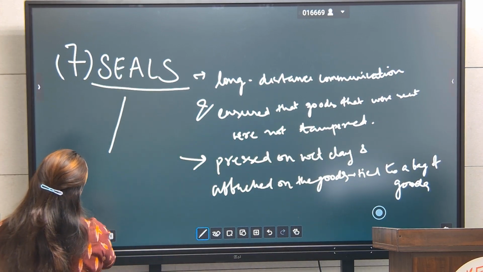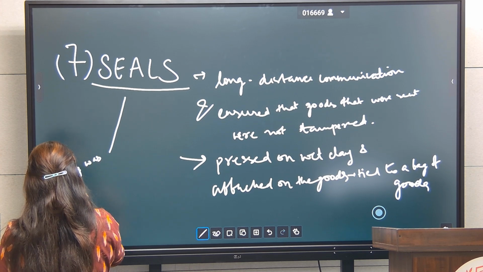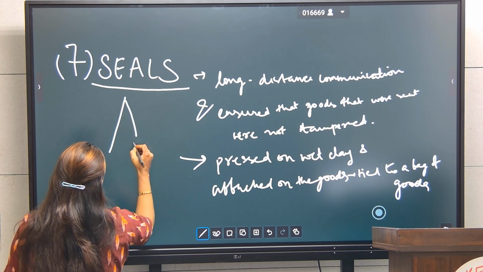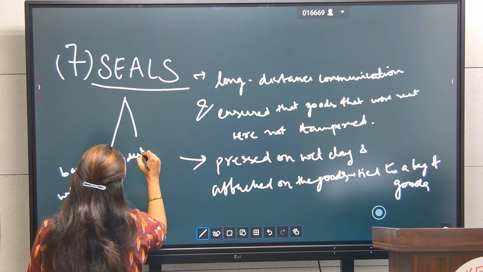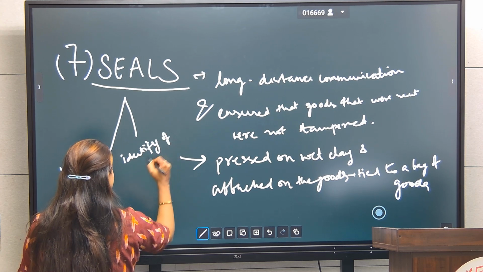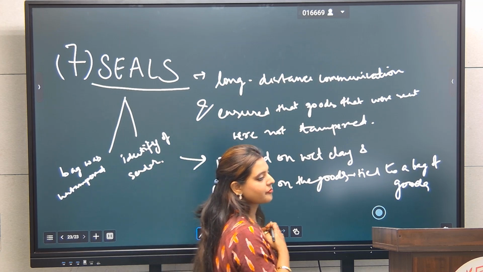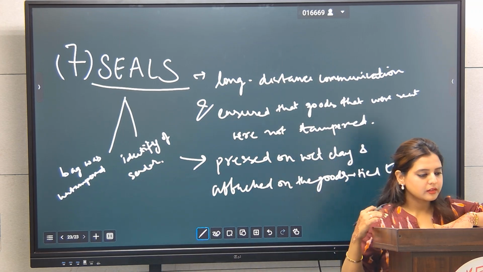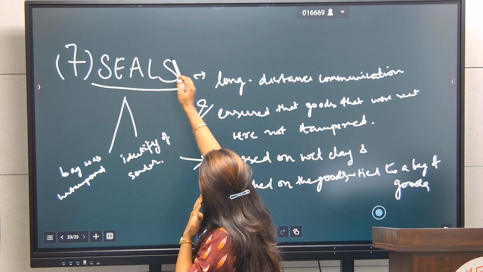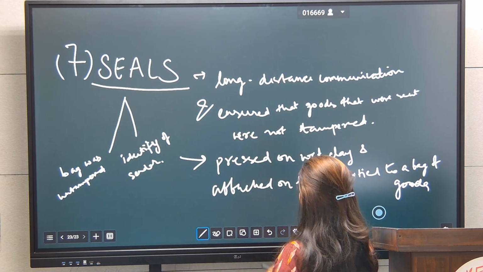Seals ensured the bag was untampered and conveyed the identity of the sender. This was the purpose of seals, the function, and how the seals were made.